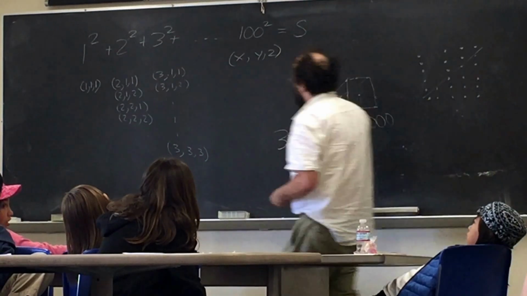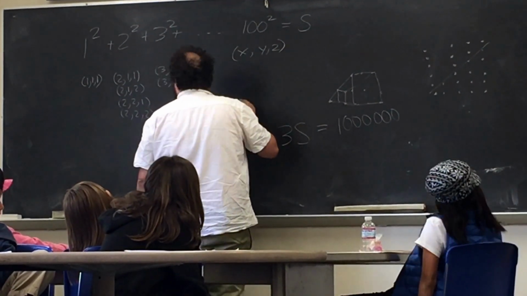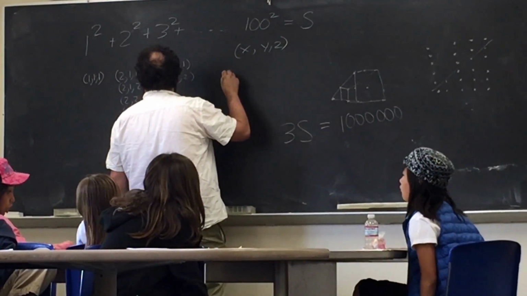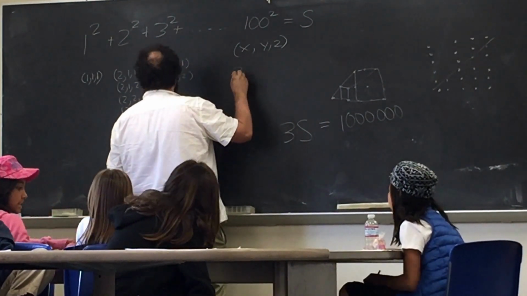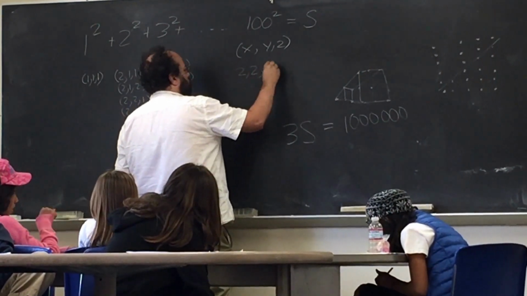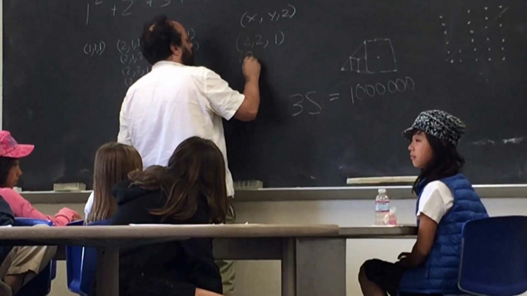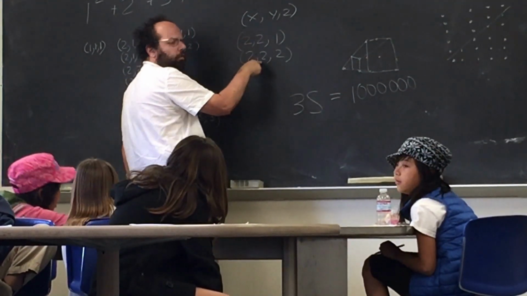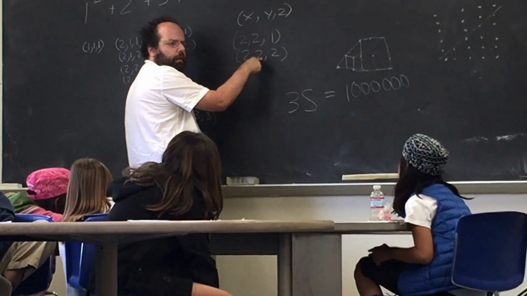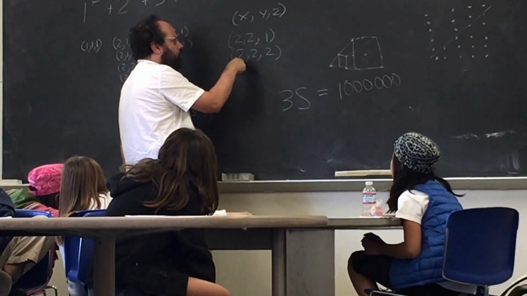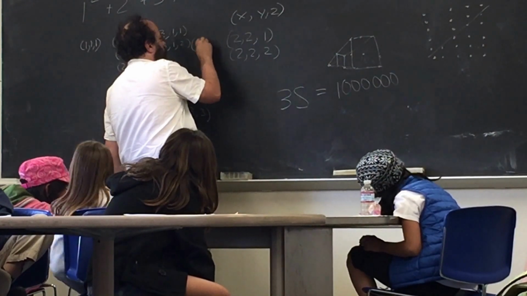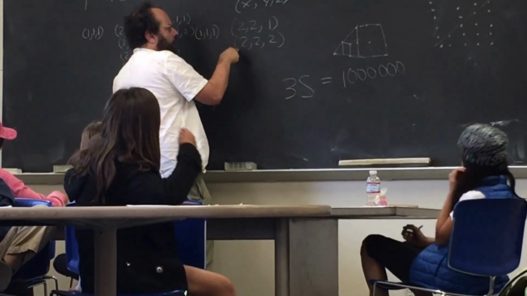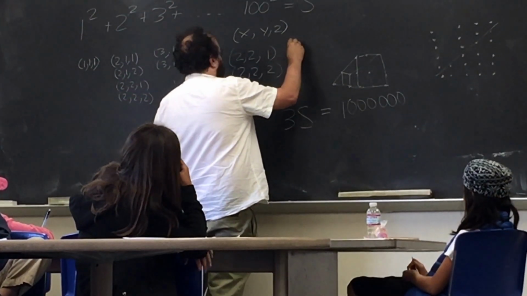So maybe I have the point 2, 2, 1, and 2, 2, 2. And two of these points are in two of these sets: the set where the second coordinate is largest and the set where the first coordinate is largest. And I could say 1, 1, 1 is also in two of these sets.